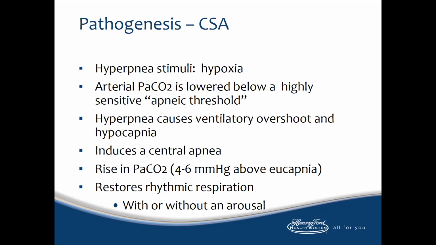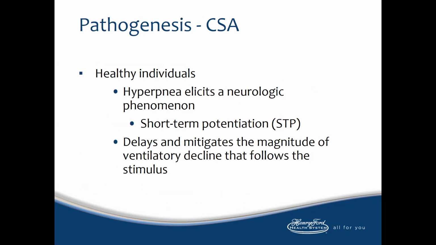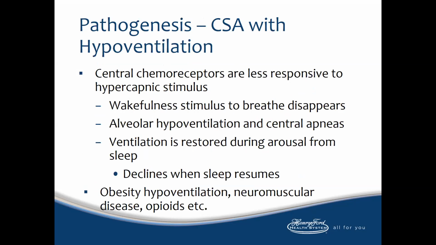So they're trying to restore their rhythmic respiration, but there's this overshoot that causes them to possibly have an arousal, although that does not occur in all patients. So in healthy individuals, this hypopnea elicits the short-term potentiation, a neurologic phenomenon that delays that overshoot and mitigates the magnitude of that ventilatory decline. So they're able to maintain just that slightly above eucapnic state without these events.